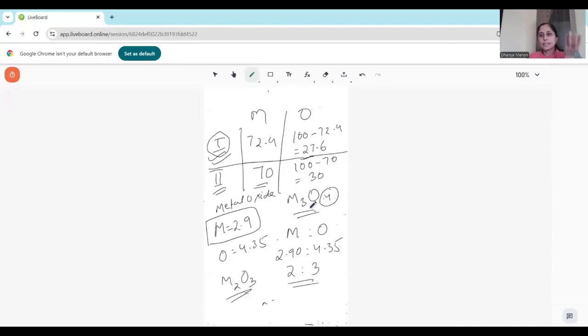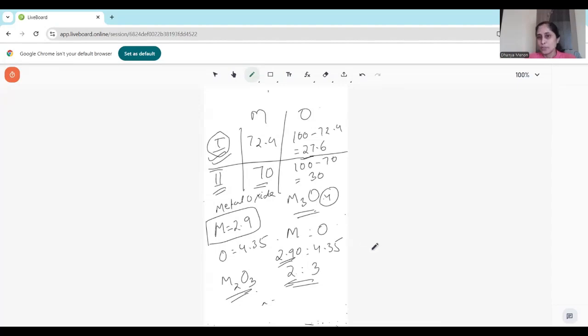Because we are talking about the same metal, we are talking about the same oxygen. So in the first one, we just wrote 72.4 parts of the metal refers to 3 metal atoms because the formula is given for the first oxide. So 70 parts of the same metal will give how many atoms? And then we cross multiplied it and we got the amount of metal. Similarly, we got for oxygen and we made it in the form of the ratio, and we tried to simplify it, and it gave you M2O3. Okay.